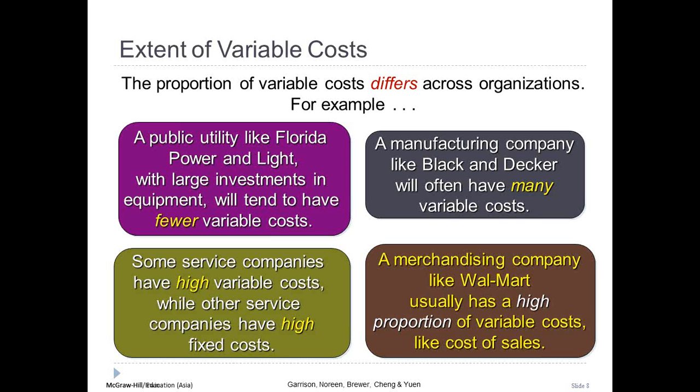A manufacturing company like Black & Decker and Panasonic and Sharp and General Electric frequently has many types of variable costs. And then a merchandising company, such as Walmart or Daiei, tends to have a high proportion of variable costs, such as cost of goods sold. Okay, so depending upon the type of organization, the cost behavior and the types of costs tend to be different.